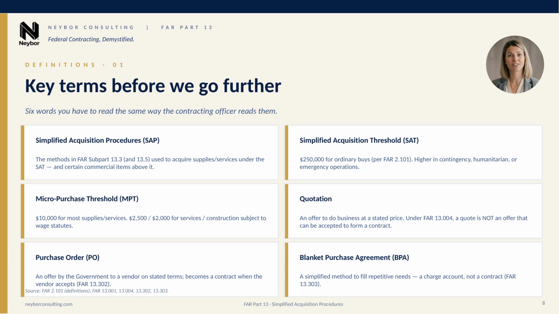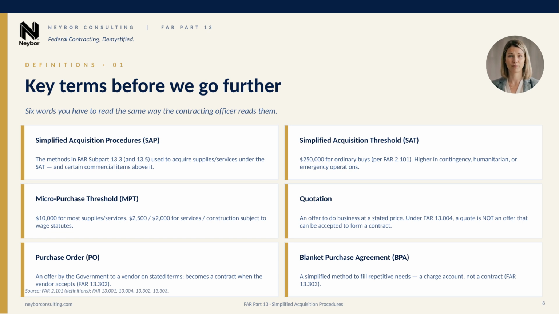A quotation is an offer to do business at a stated price. Pay attention to FAR 13.004. A quote is not an offer the government can accept to form a contract. The government issues a purchase order, and that purchase order is the offer. A purchase order, then, is the government's offer to a vendor on stated terms. It becomes a contract when the vendor accepts, either by signing or by performing.